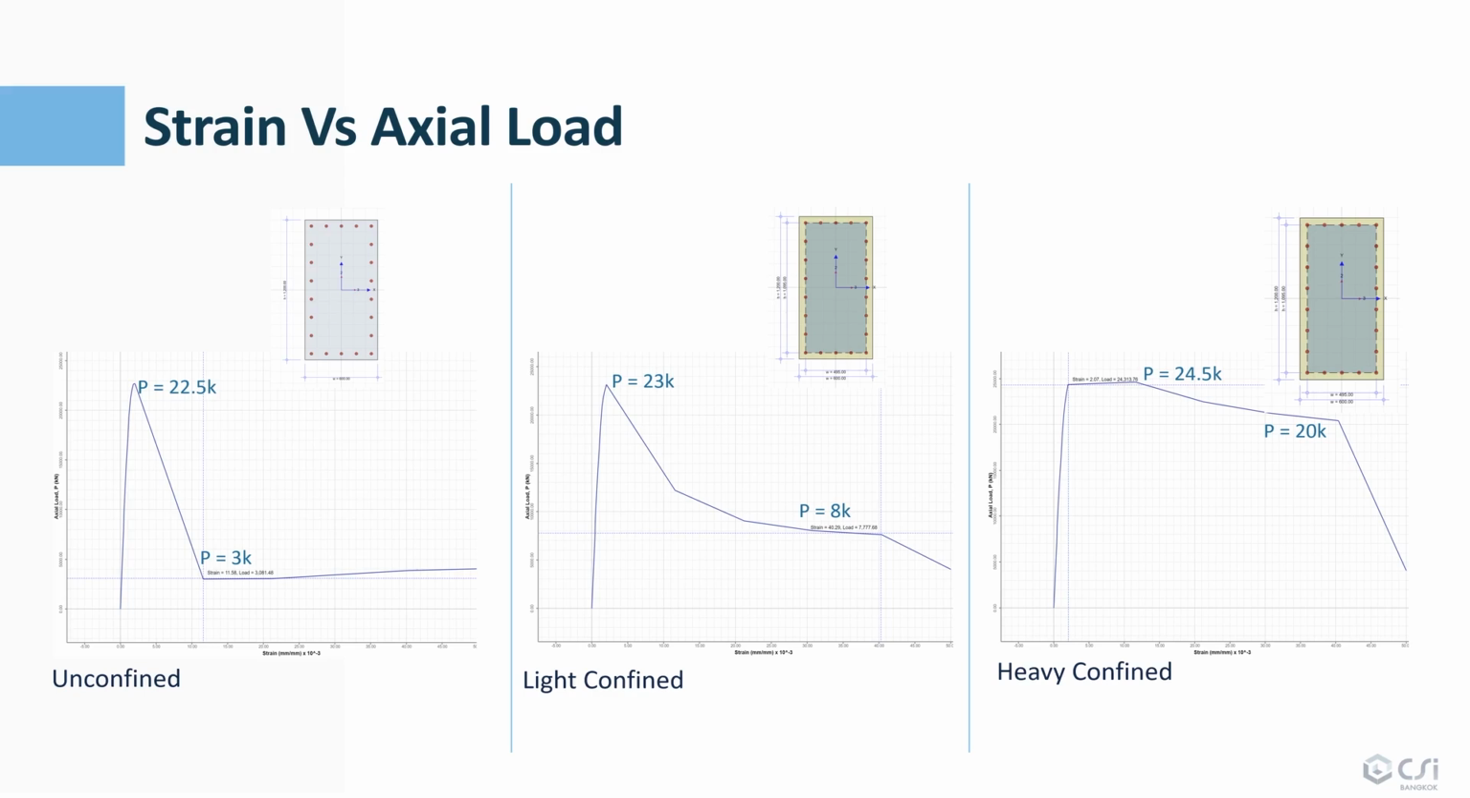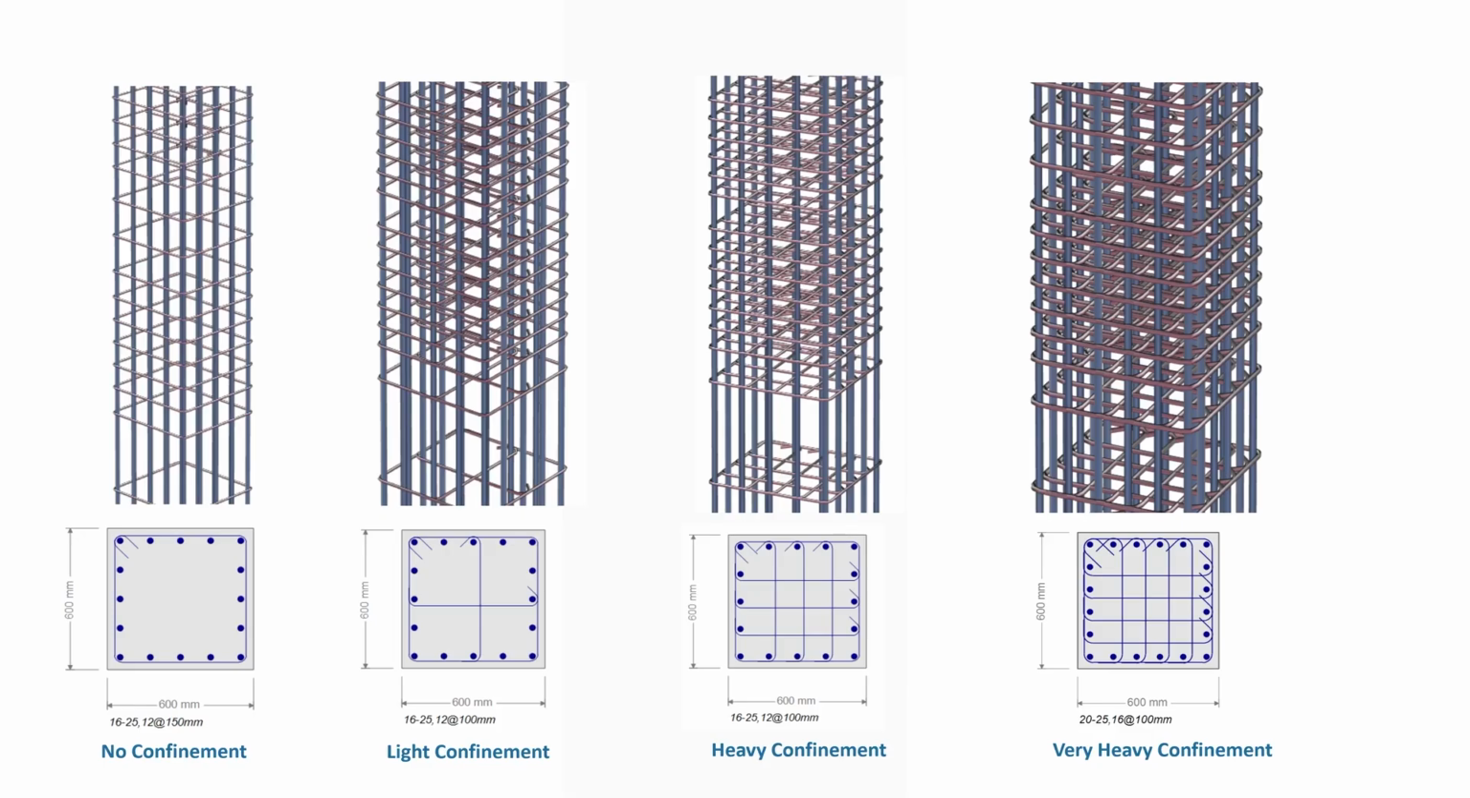So this confinement, now we know that we can model it and include it in the analysis. Once again, CSI Col is used for all these simulations, and this is how it will look: light, no confinement, light confinement, heavy confinement, and very heavy confinement, coming from ETABS CSI Detail once again.